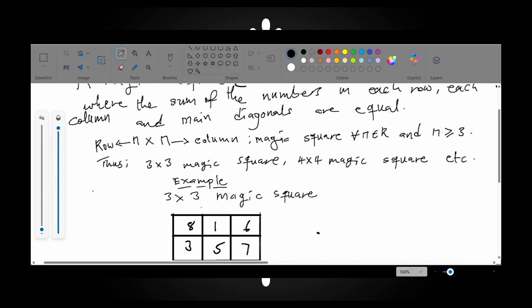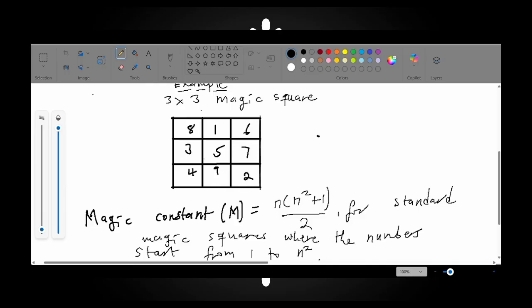Equal. So to demonstrate that, this is our first row, this is our second row, and this is our third row. And if it is indeed a magic square, if I find the summation of the entries in the first row, the second row, and the third row, I should get the same sum, right? And that sum is what we call a magic constant.